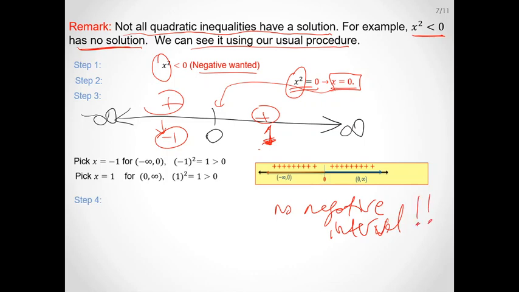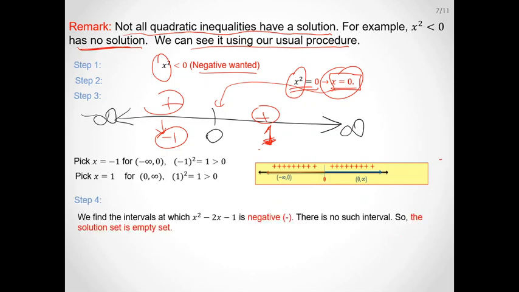And the other thing is the root here, 0, is not included in the solution. It's not included. Why? Because there is no equal sign here. If we have the equal sign, then what makes it equal? X equal to 0 makes it equal. So we would take it, but it's not included here because we don't want it to be 0. So the solution set is empty.